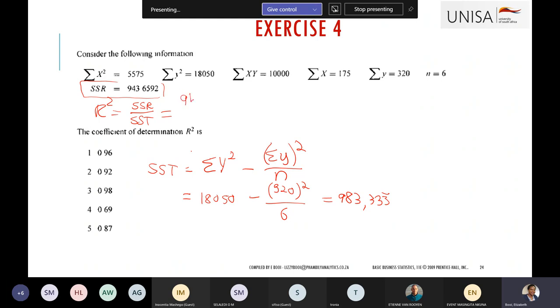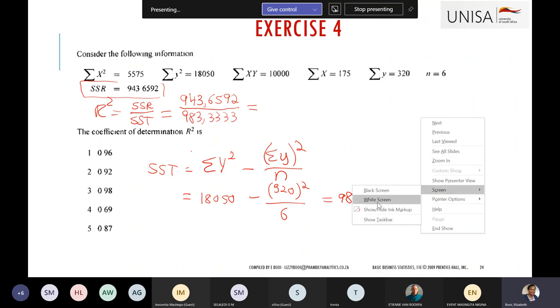They said the SSR is 943.6592. I'm not sure if there is a decimal there, because with the past exam paper session, it's very difficult to know what the values are. I think it's a decimal, so I'm just going to put the decimal. So since they kept 4 decimals, I'm also going to keep 4 decimals on the one below, which is 983.3333.